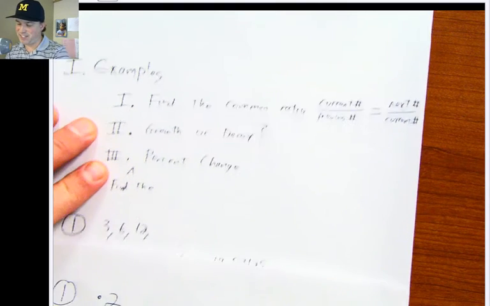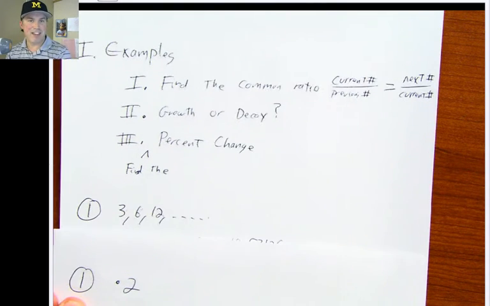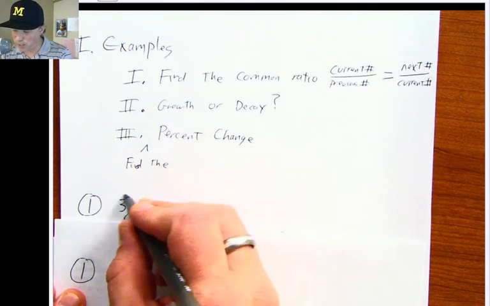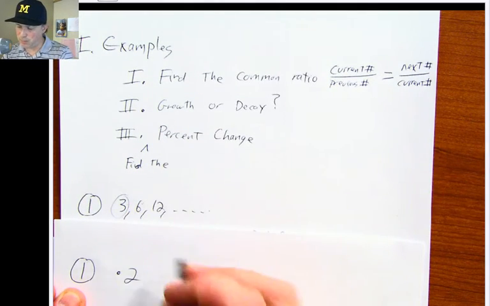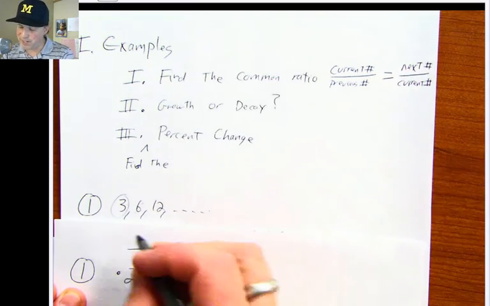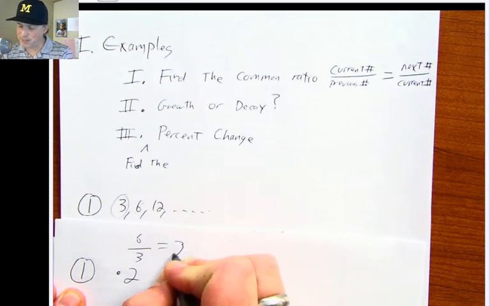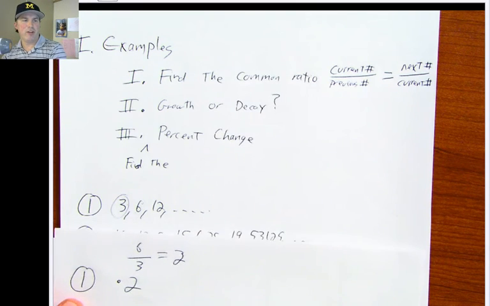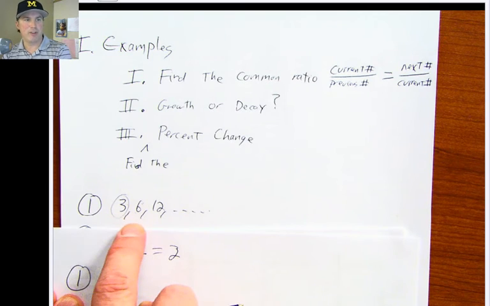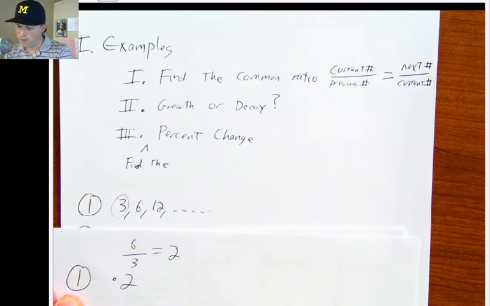So in this example, let's say that my current number is 3. If my current number is 3, my next number is 6, and 6 divided by 3 is 2. And you could always check it. It should be consistent. 3 times 2 is 6. 6 times 2 is 12. So 2 is that common ratio.